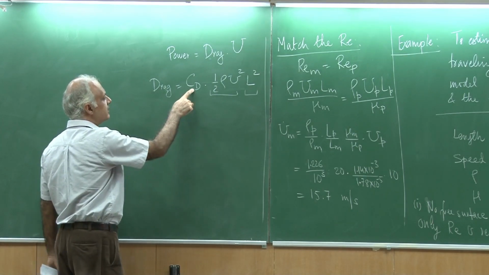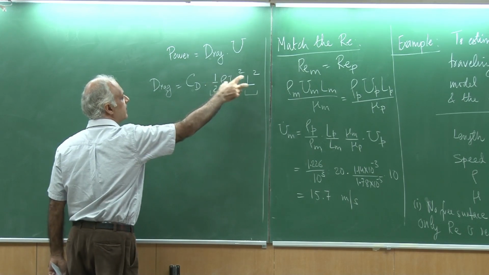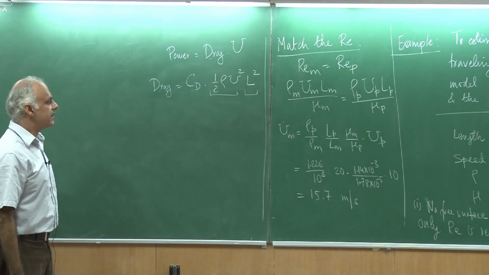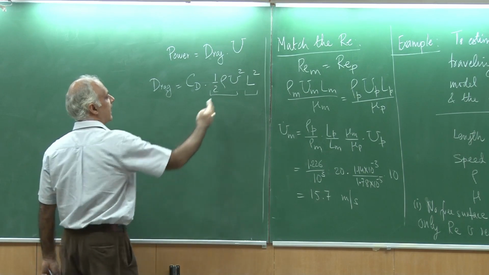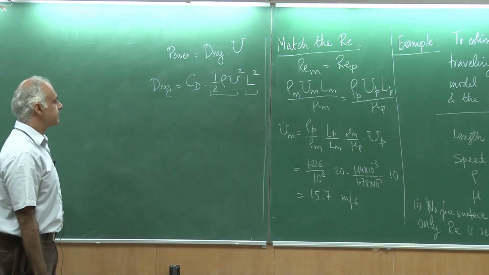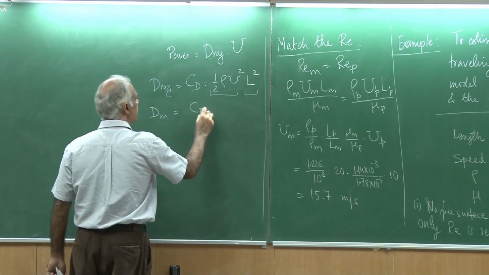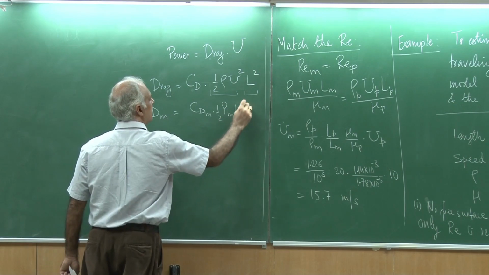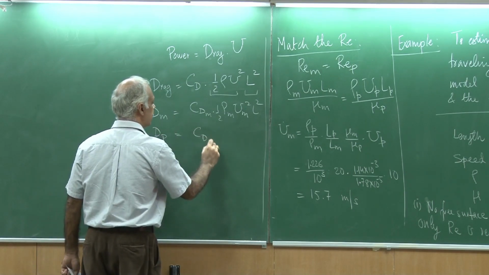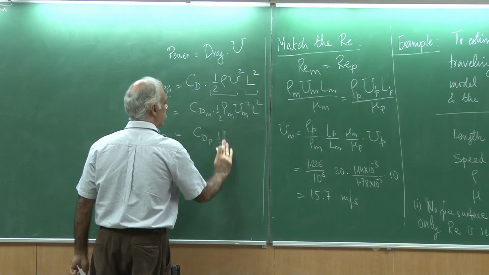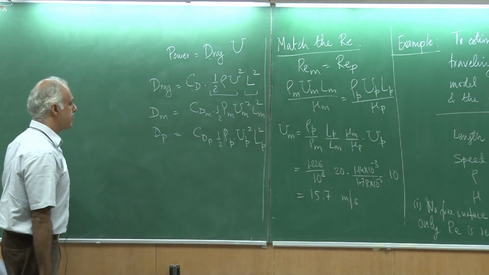Okay. So CD is a non-dimensional quantity, drag is in Newton, so I have non-dimensionalized it with a dynamic pressure and then a quantity which is area. This could have been an area related to the cross section area, the surface area, the projected area, but I have just used an area here which is L square. So if I look at the drag on the model, that would be CD on the model times half rho model u model square L square. And if I look at drag on the prototype, then that would be CD for the prototype times half rho prototype u prototype square and L prototype square. Okay.